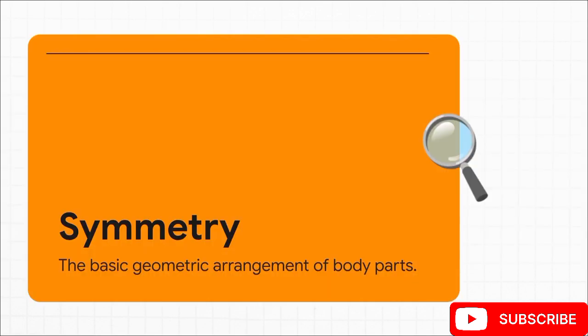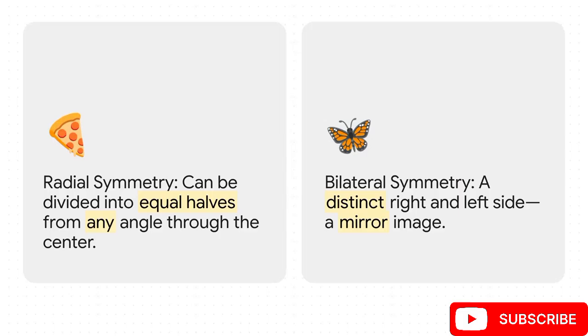Okay, our next tool in the kit is symmetry. This is all about an animal's basic geometric shape. And I know, it might sound a little simple, but an animal's symmetry reveals a surprising amount about how it lives and experiences the world. This really breaks down into 2 main options.